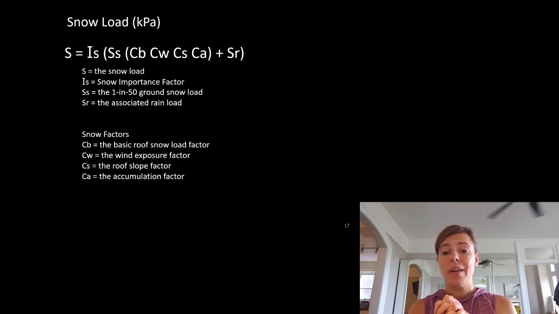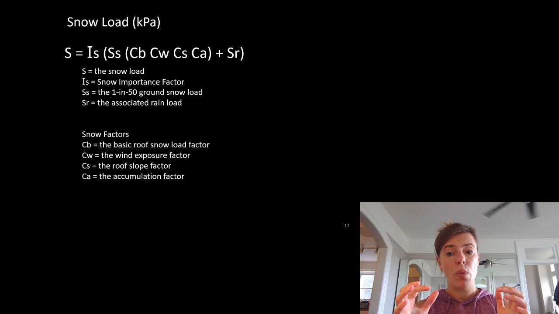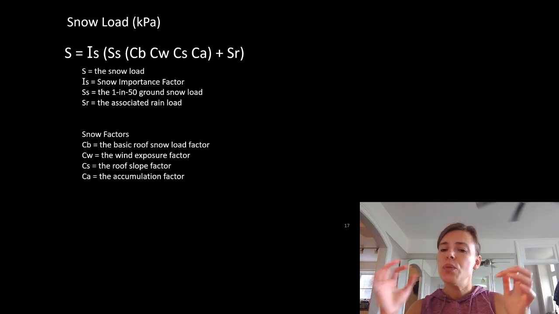Well, anybody who lives in Buffalo, if you lived in the wrong half of Buffalo a few years ago, I think it was 2014, you were walloped with snow. That was well beyond a 1 in 50 year snowstorm. It was more like a 1 in 100, maybe even a 1 in 150 year snowstorm in those local regions where you got so much snow. So we start with the 1 in 50 year snow load, and then we do some things with it.